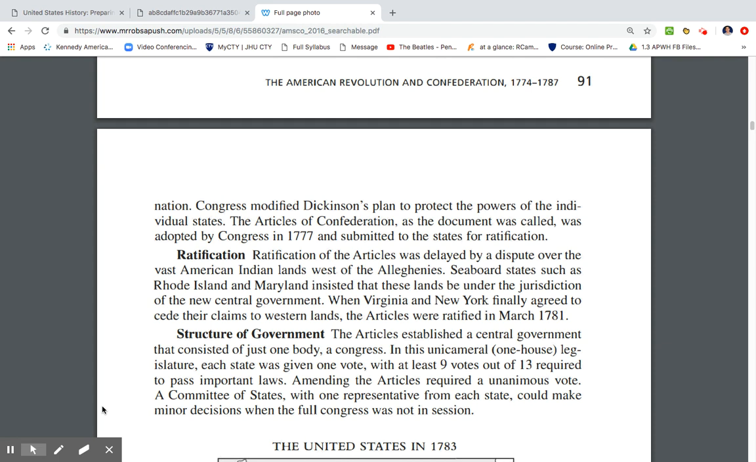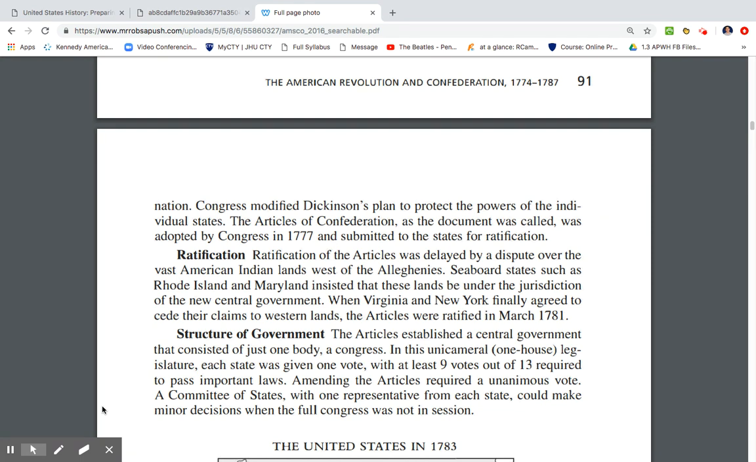So there was just debate over land, and once New York and Virginia, the two largest states, agreed to cede this over to the West so it could be further explored, then hey, we'll go ahead and pass this. To structure the government, the Articles established a central government that consisted of just one body, a Congress. That was it. It was a one-house legislature, in which each state was given one vote, with at least 9 votes out of 13 required to pass important laws.